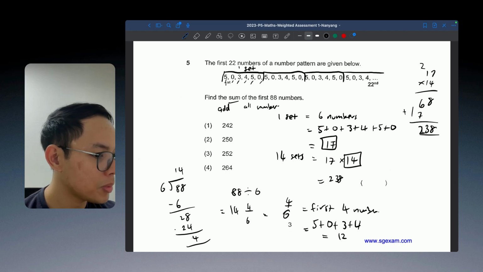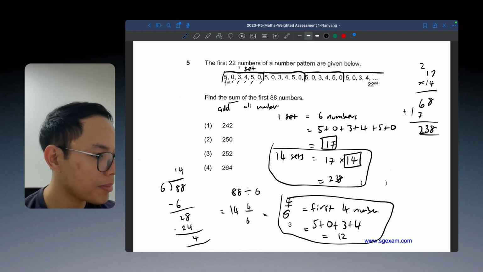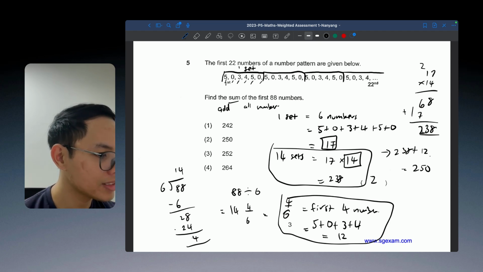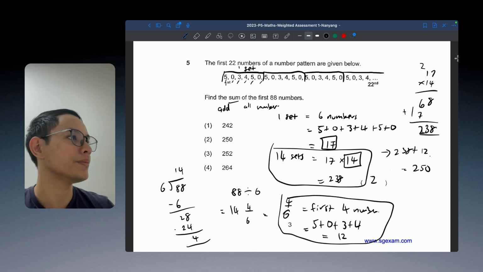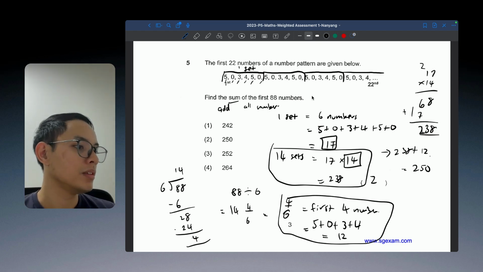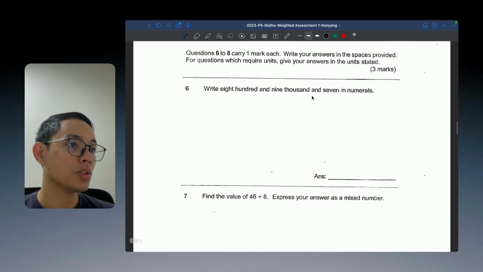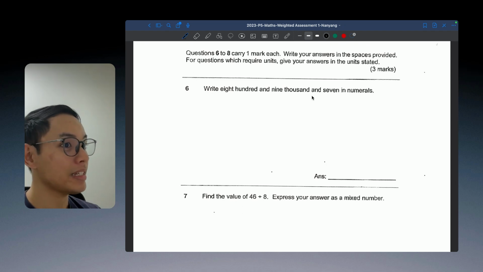And now we know what is 4 out of 6, and 14 sets. We add them up together. So 2, 3, 8 plus 12. This will be 250. Okay, a bit long, but that's how you get your mark for 250 as what you see over here. All right, so this is a bit tough. So we can move on to the next question. Okay, so now you can pause this video and figure out how you can do question 6.